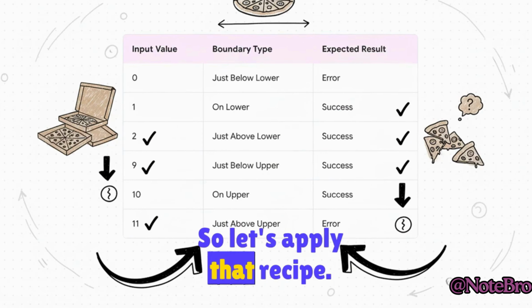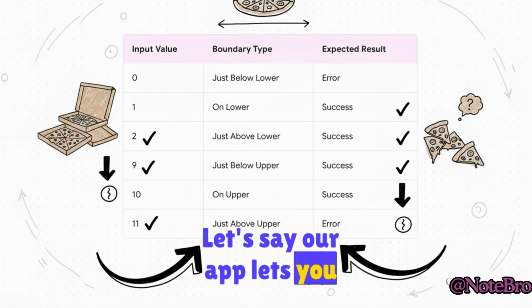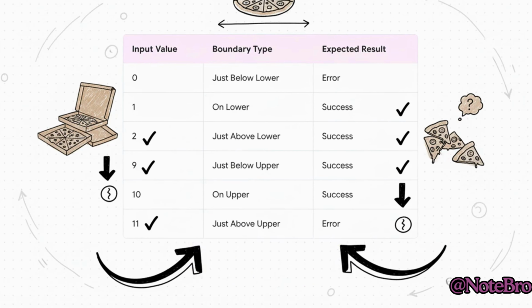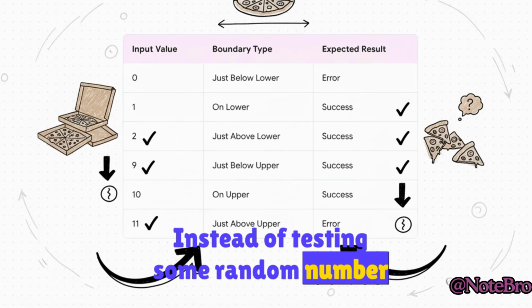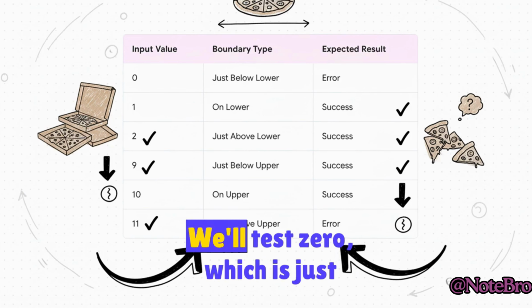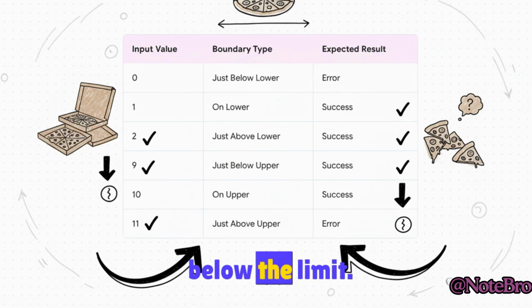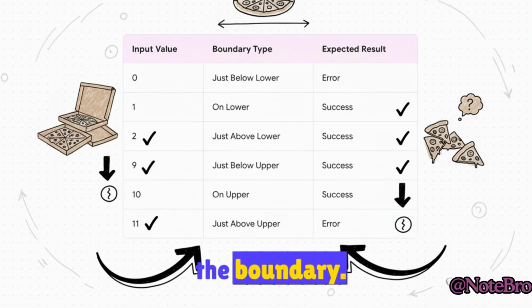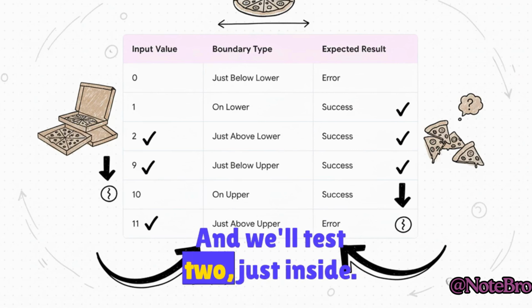So let's apply that recipe. Let's say our app lets you order between 1 and 10 pizzas. Instead of testing some random number like 5, we use BVA. We go straight to the lower boundary. We'll test 0, which is just below the limit. We expect an error message. Then we test 1, right on the boundary. That should work. And we'll test 2, just inside.